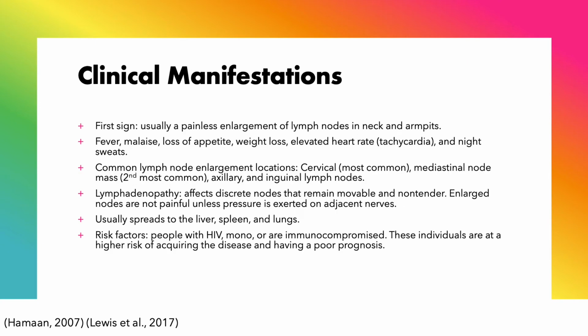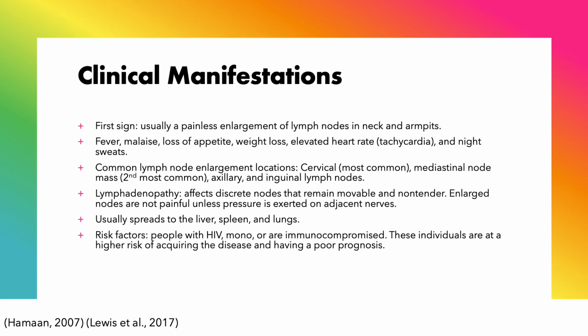The clinical manifestations of Hodgkin's disease are that the first sign is usually a painless enlargement of lymph nodes in the neck and armpits. Other signs are fever, malaise, loss of appetite, weight loss, elevated heart rate, which is tachycardia, and night sweats. And usually it's really bad, heavy, drenching night sweats.